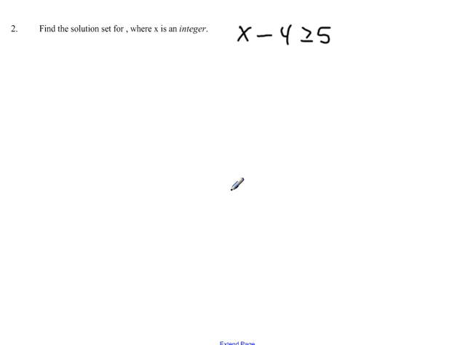Okay, the next problem. This is an inequality. It has a greater than or equal to symbol in it, so that makes it an inequality, which means we're going to have more than just one number as an answer. First thing you do is you solve it as if that were an equal sign. That means get rid of the minus 4 by adding 4 to both sides. So I have x greater than or equal to 9.